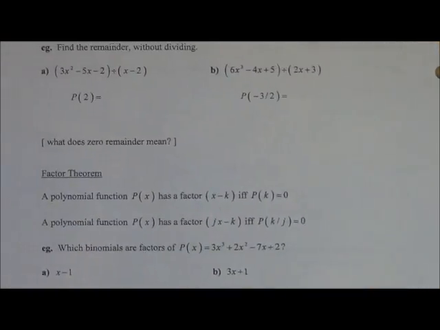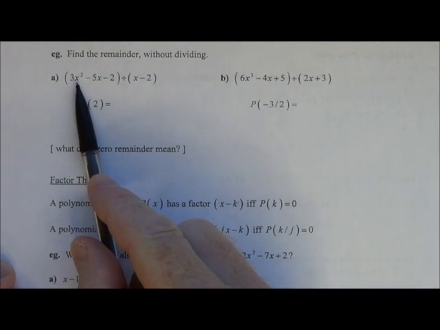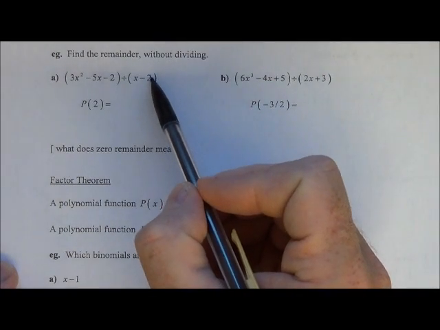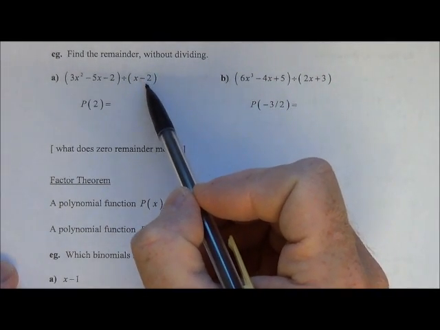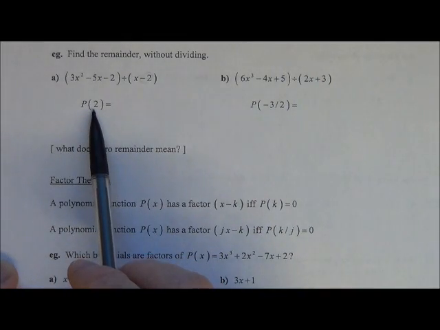Okay, so let's continue on here now. So now what we want to do is find the remainder without dividing. So if we want to divide 3x squared minus 5x minus 2 by x minus 2 and just find the remainder, we're then going to take the opposite sign of that constant and substitute it into the polynomial to find p of 2.